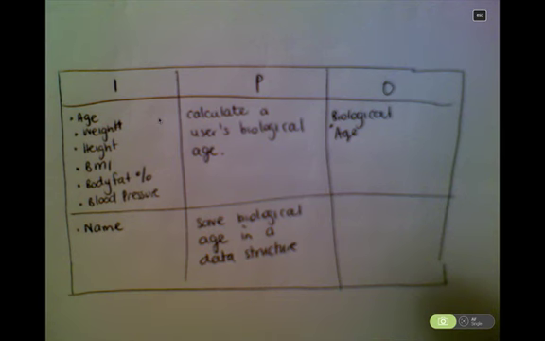So that's my example of my IPO. It's nice and simple. It shows me what are going to be my variables in the inputs. It shows me my two main processes that I need to be able to construct, and it also shows me what is the main output of my software solution.